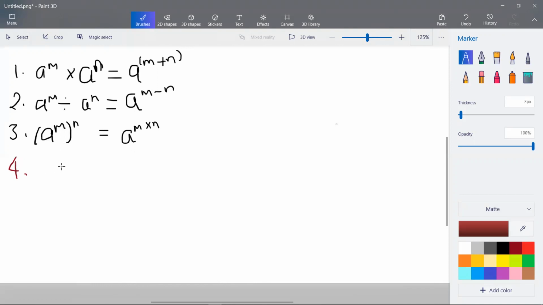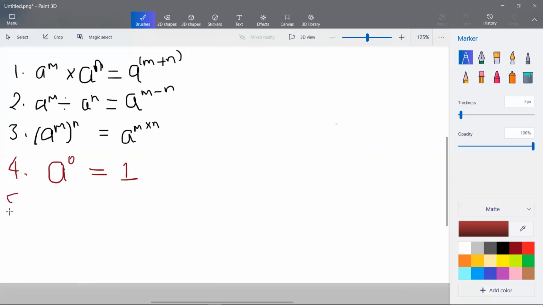Number 4, you need to know that a number raised to power 0 equals 1. Basically, if you take any number, like let's say even 100 raised to power 0, type it in your calculator, I believe you'll get the answer to be 1. All right, let's go on.